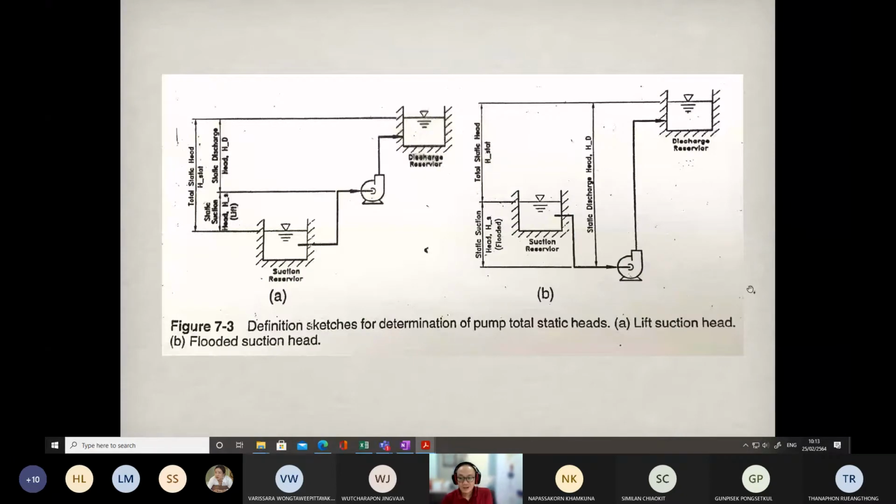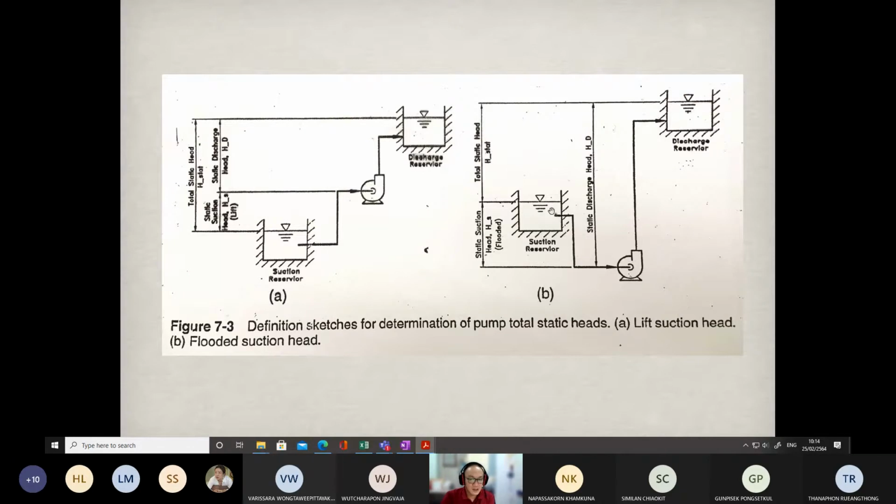So the second type, the center line of the pump is below the water level in the suction reservoir, as you can see in figure B. The difference between these two installations is that figure A is more or less the lift suction, but in figure B it's the flat suction. So flat suction, what does it mean?